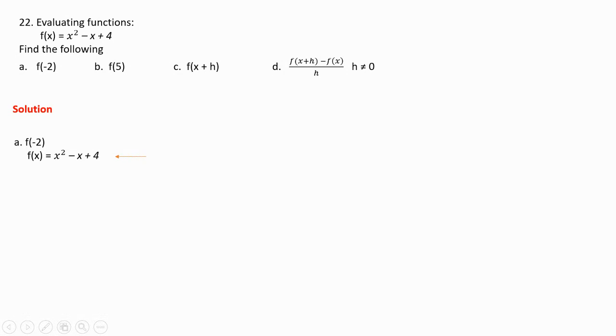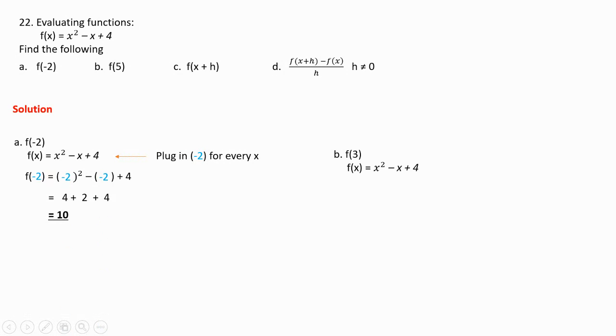F of negative 2 means that we're going to plug in negative 2 for every x, right? Which is going to be here, where the x squared is, and also for the x. So we're going to plug it in there, and also here for the negative x. Now we evaluate, so that'll be 4 plus 2 plus 4, so the answer is 10. So when x is negative 2, y is 10.